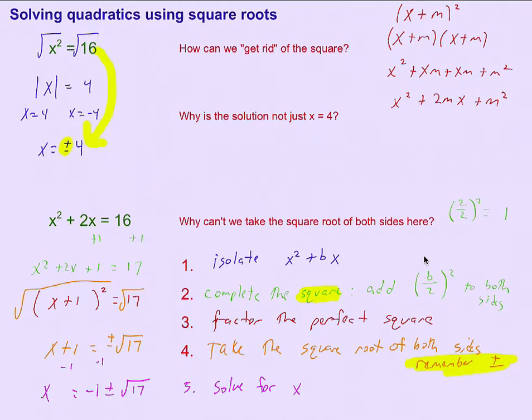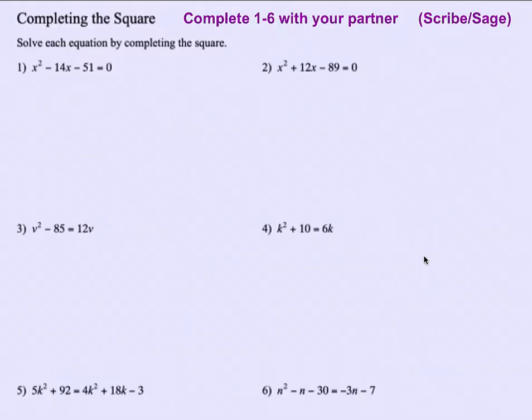We can do one example together. Let's look at number 4 here. k squared plus 10 equals 6k. First of all, you got to remember, I don't want the 6k on that side. I want the 6k to be together with the k squared. So I'll need to subtract 6k. And I don't want the 10 there. I want the 10 on the other side because I want to get my k squared minus 6k alone.